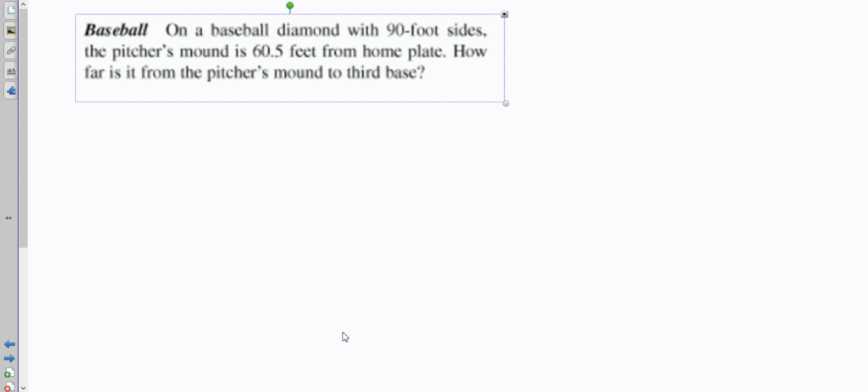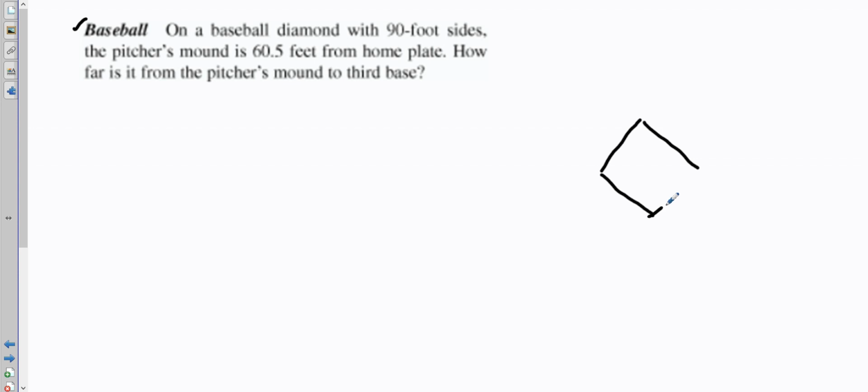We're going to do another baseball example because baseball is all about diamonds, triangles, and quadrilaterals. Am I right or am I right? Yeah, that's what a baseball diamond is, actually a quadrilateral. So on a baseball diamond with 90-foot sides, let's draw a little picture. All right, and we have our baseball diamond, and these are 90-foot sides. Each one is 90 feet, going like so.